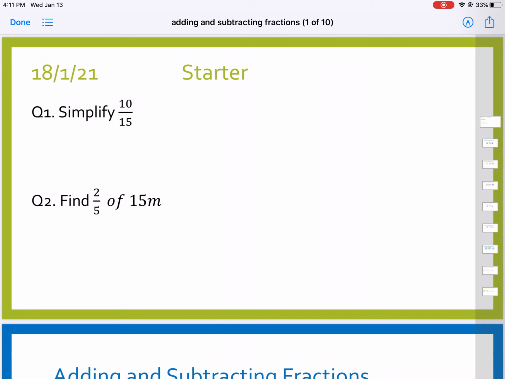Right, hello everyone. So this is a video for adding and subtracting fractions. We're focusing on fractions with the same denominator in this video, and there's a quick starter here just to complete. It is the video for the lesson that will be talked through on the 18th of January.